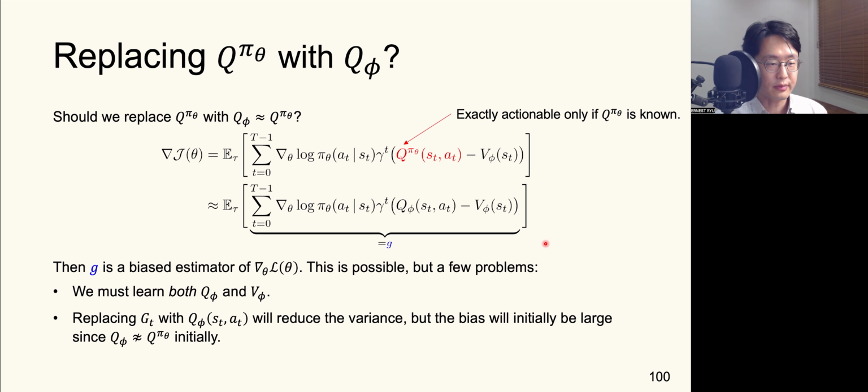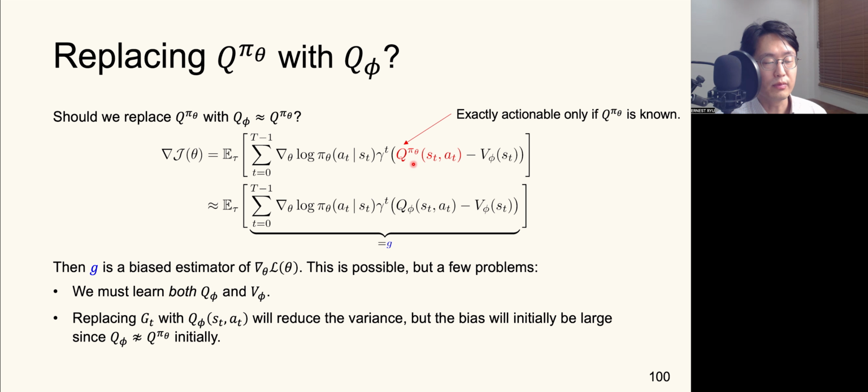Okay, so that's all good. And we're happy with the choice of V5 because the fact that it is inaccurate doesn't create any bias in the stochastic gradients. But this is still a problem, right? We cannot use Q pi theta exactly. It's not actionable because we don't know it.